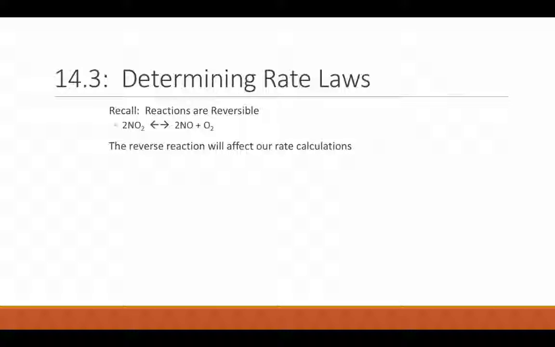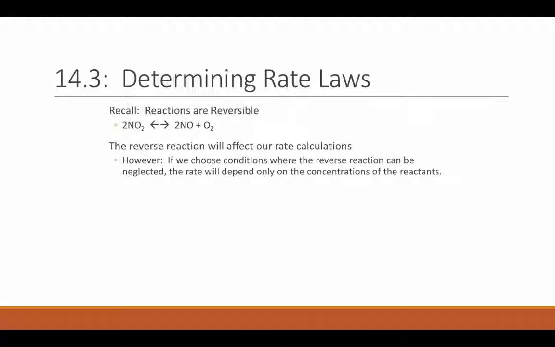Since the reverse reaction is also occurring, the concentration of reactant doesn't simply decrease over time. However, if we choose conditions when the reverse reaction can be neglected, we can determine the rate based on the concentration of reactant only. This is where the method of initial rates comes in.